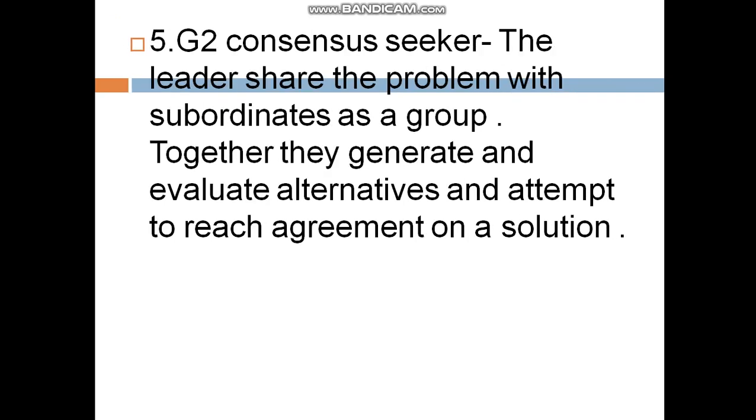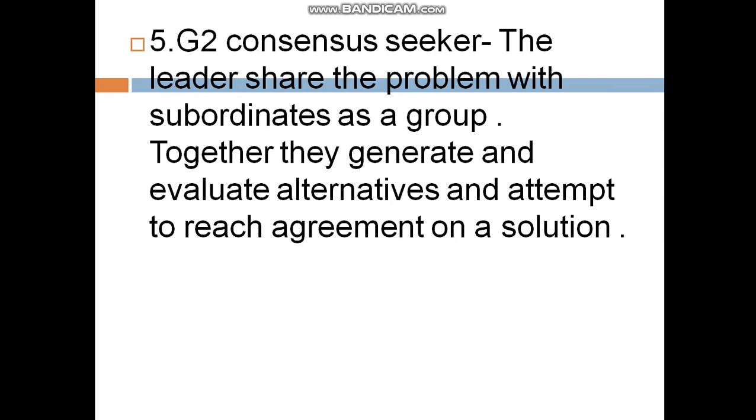Then the fifth one, G2, consensus seeker. The fifth decision-making structure is G2, consensus seeker. Here the leader shares the problem with the subordinates as a group. Together they generate and evaluate the alternatives and attempt to reach agreement on a solution.